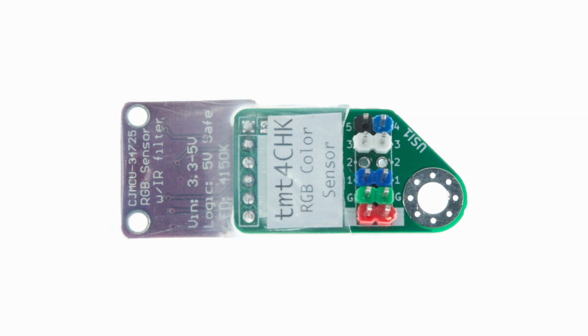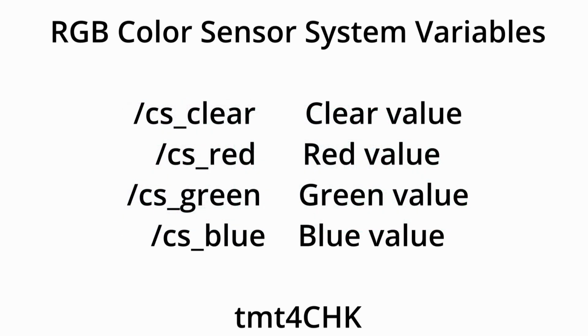To summarize, the RGB color sensor is used to detect different colors by using a red, green, and a blue color sensor in an integrated circuit. You can access the color values from the sensor using the system variables in the Octagon programming language.